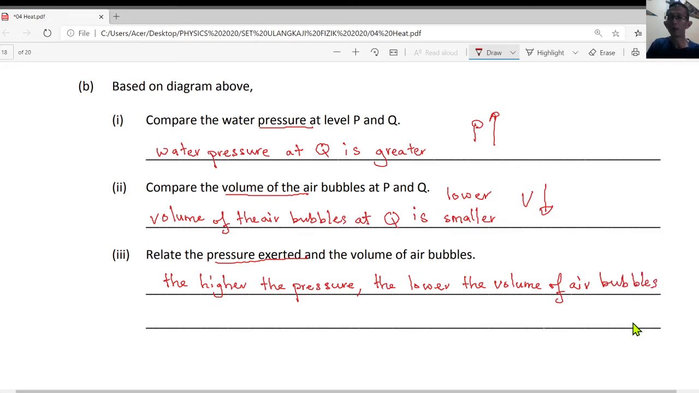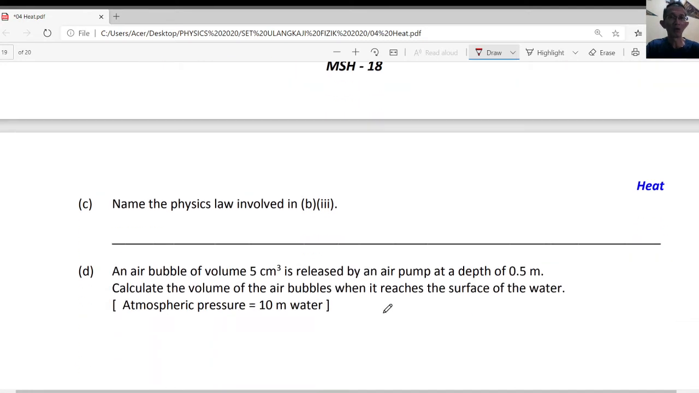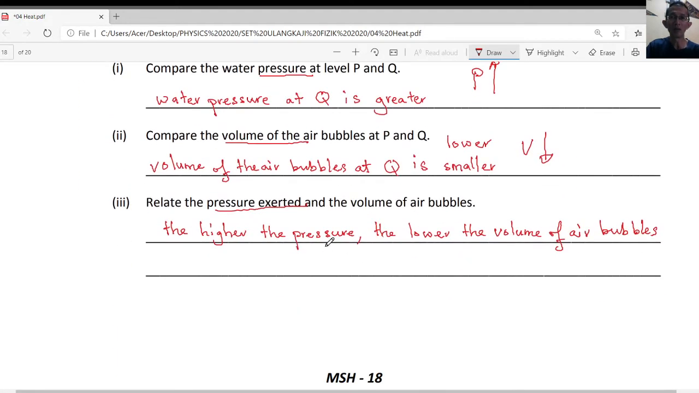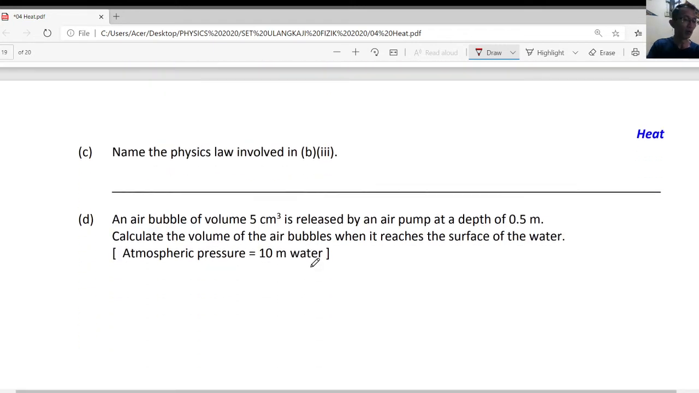Try to understand what we are doing here. Next question: name the physics law involved in B3. In B3 here, we are talking about pressure and volume. So what physics law is that? That would be our Boyle's law.